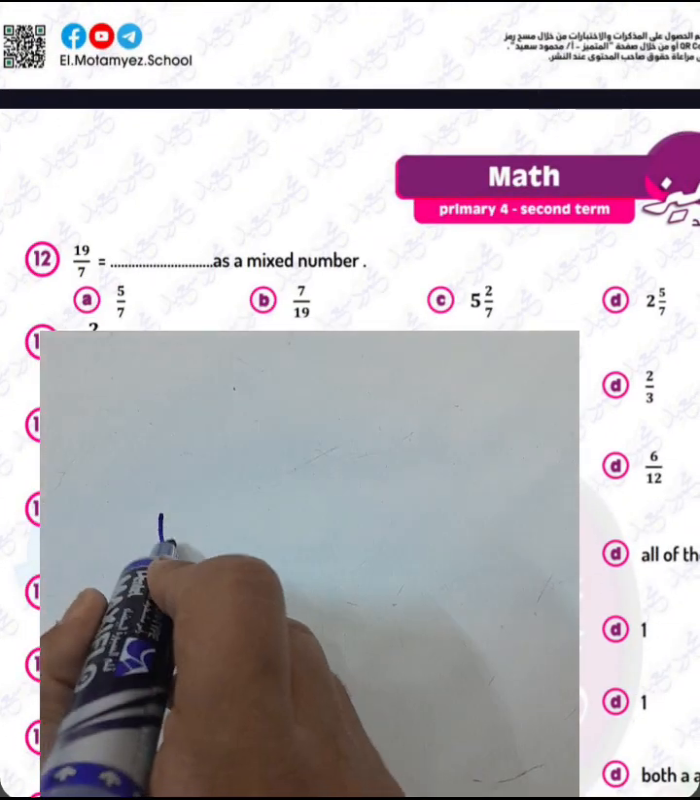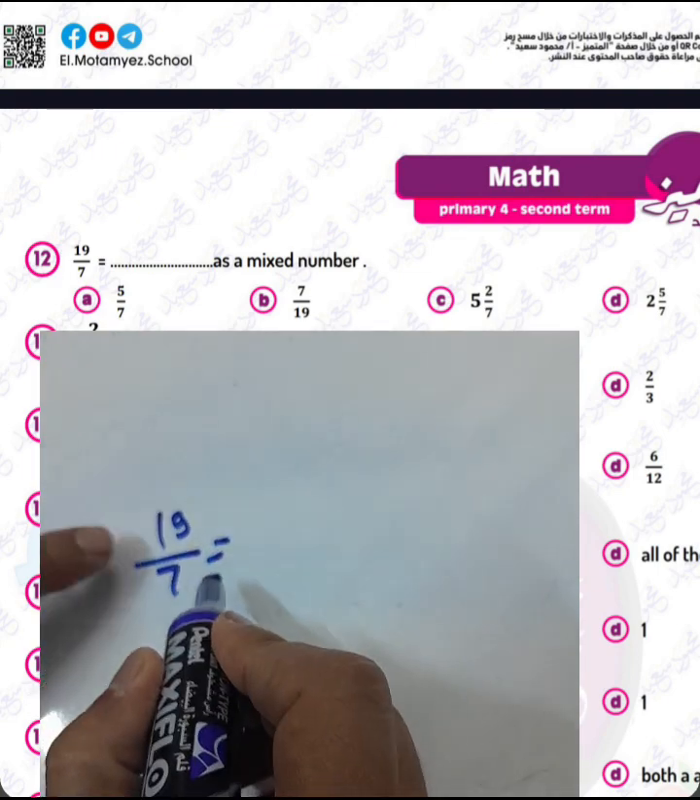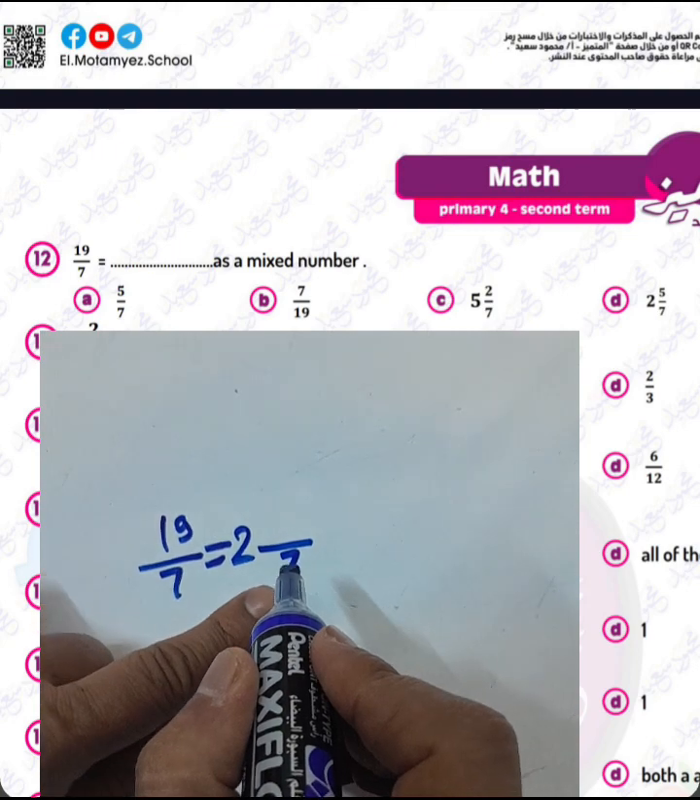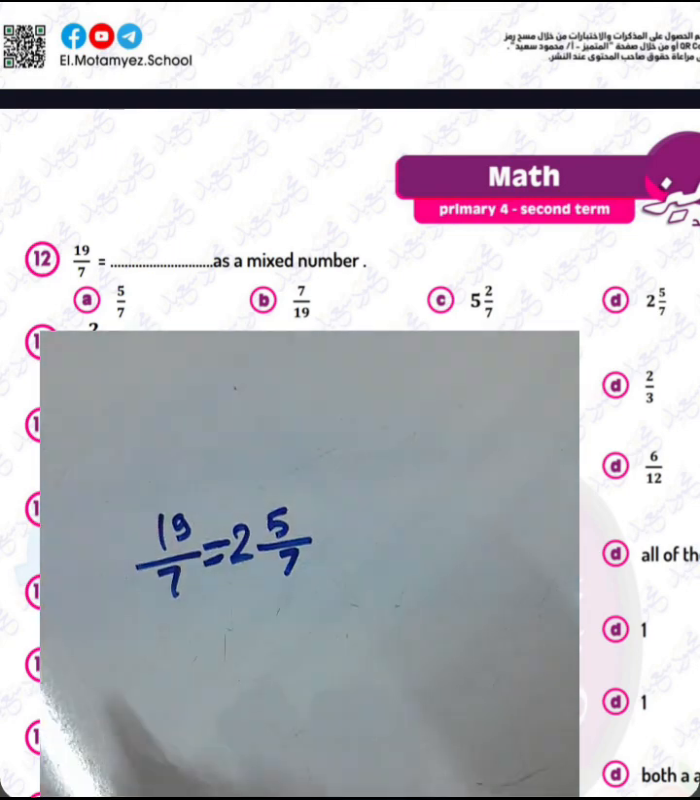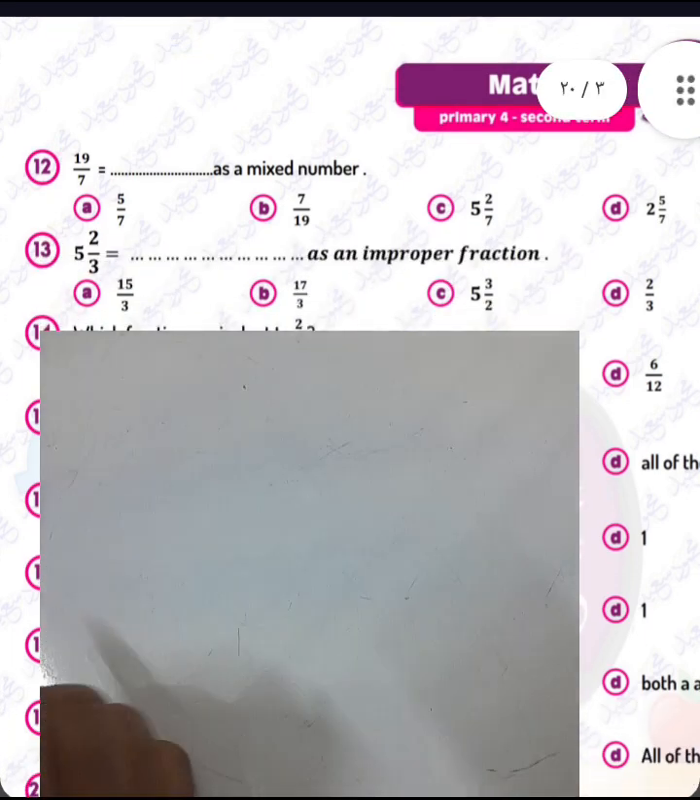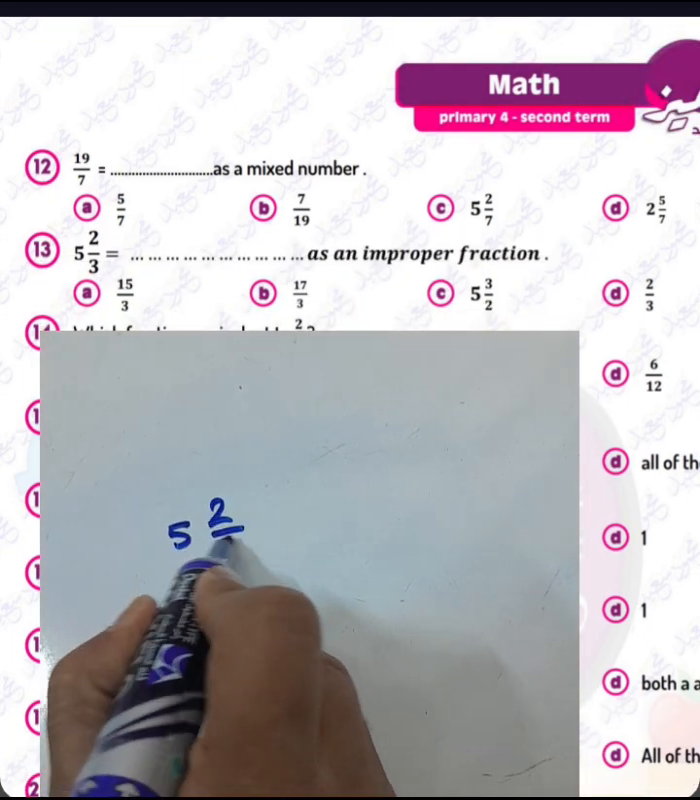19 over 7, we can convert from improper to mixed number, right? 7 times 2 equal 14. 14 plus 5 equal 19. We can convert to mixed number. We have 5 and 2 over 3 as a mixed number.